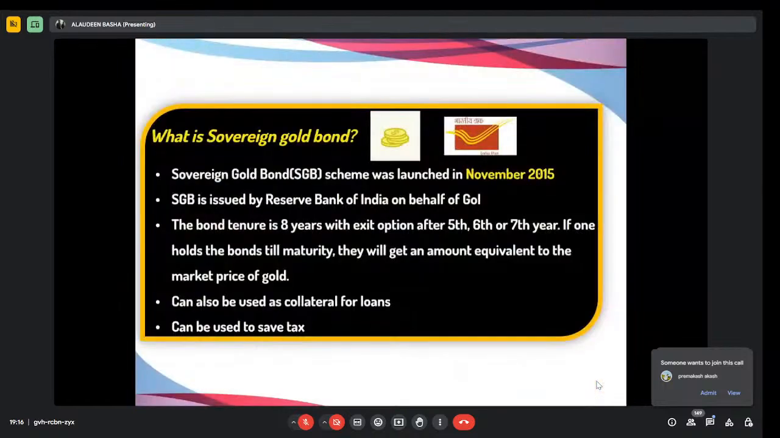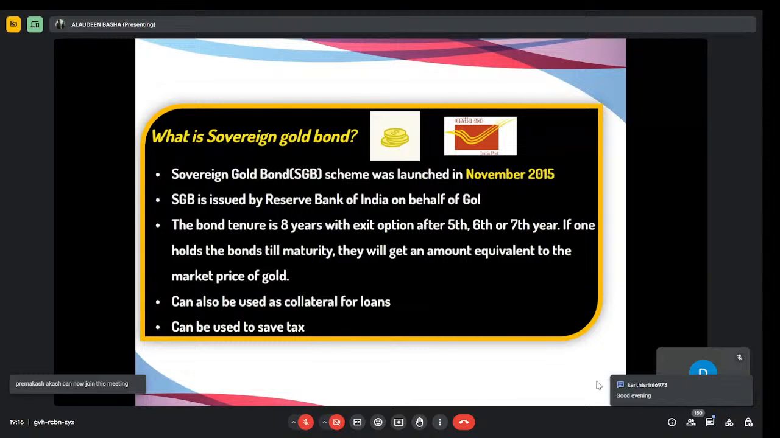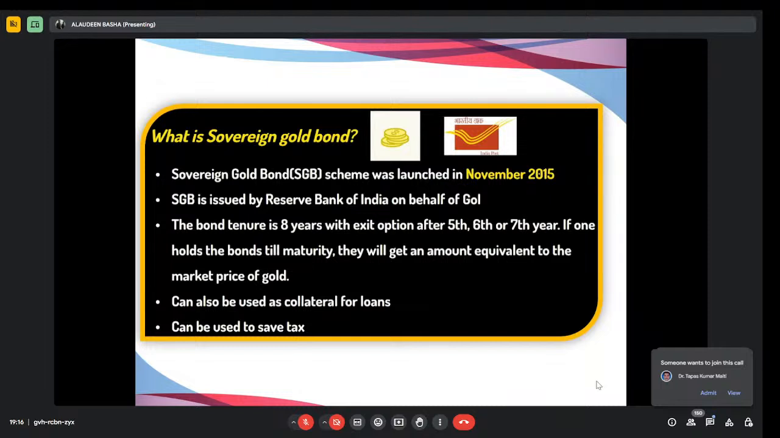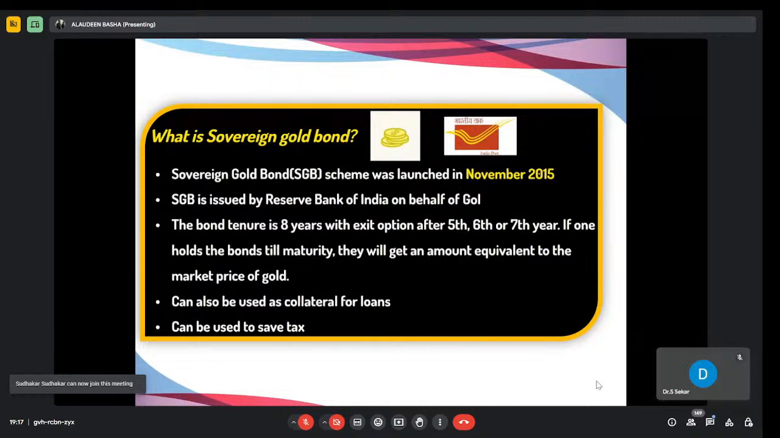Okay. What is meant by sovereign gold? Sovereign gold bond, shortly called SGB, was launched in November 2015 under the control of the central government through the RBI, Reserve Bank of India. So the SGB is issued only by the RBI, not by any private sector. There is no security issue because it is issued by the RBI. The bond's tenure may be 5 years, 6 years, 7 years, or 8 years. We'll explain later. For now, think that we are going to invest in gold through the SGB.